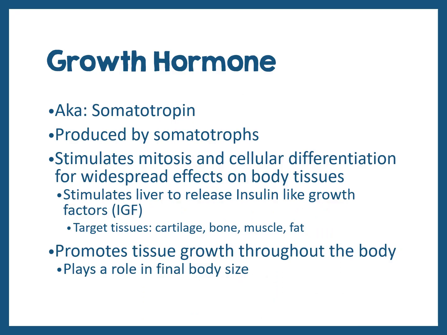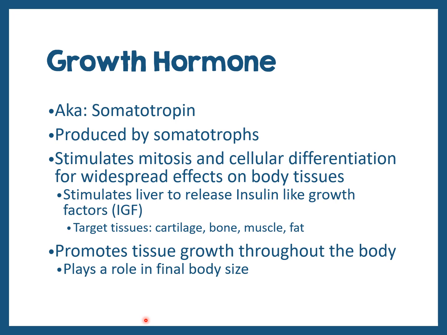When it comes to the growth hormone, that is actually produced by specific cells called somatotrophs. So it kind of makes sense that the hormone can be referred to as somatotropin. It's not really referred to as that much anymore. But when you look at the word soma, that prefix, soma means body. So this hormone is going to have widespread effects on many different body tissues.